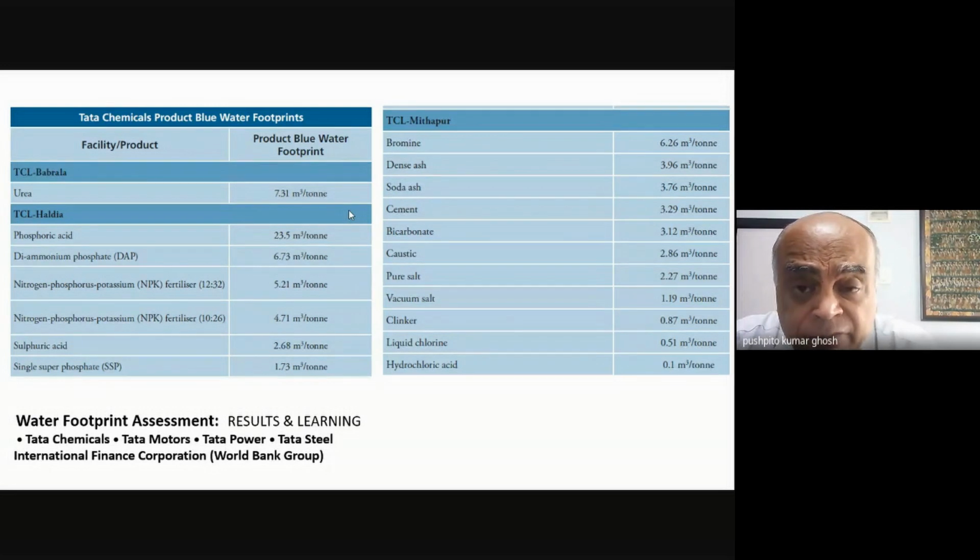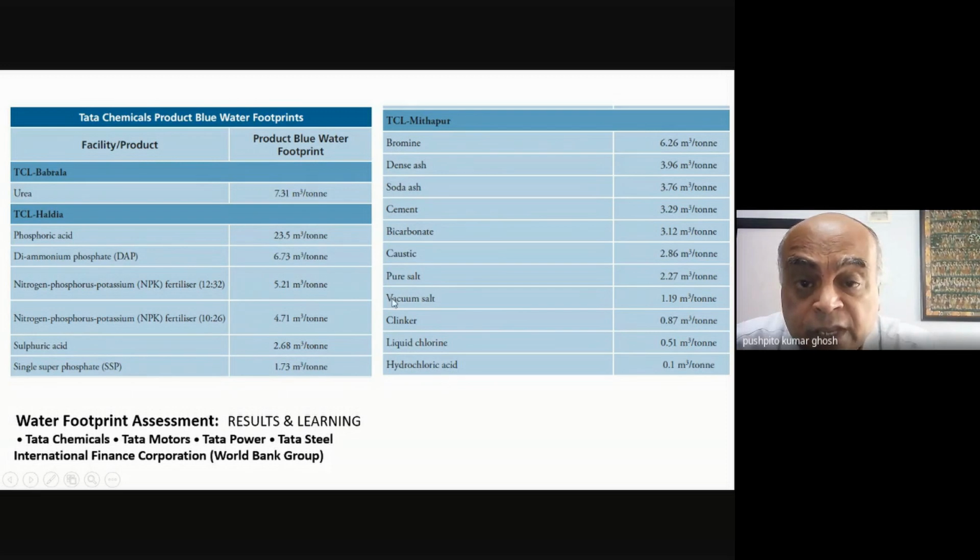Now, in fact, if you think that what I'm telling you is all hypothetical and not very serious, that's not true. You can see one of our leading companies, Tata Chemicals, they produce a lot of different chemicals, like let's say in Haldia, in Mithapur, in Babrala, in Uttar Pradesh. They produce a huge amount of chemicals. They're one of the leading chemical producers, and they have done actually a water footprint for all their bulk chemicals.